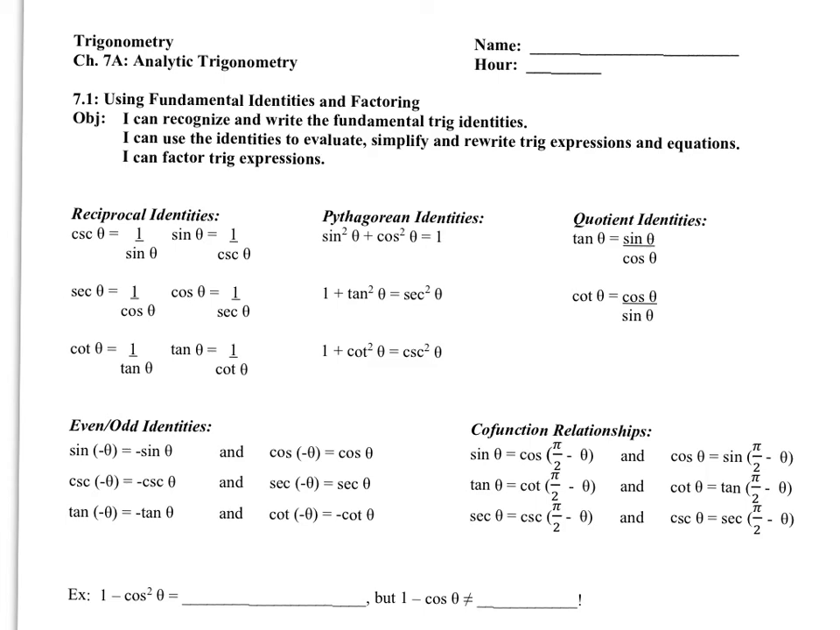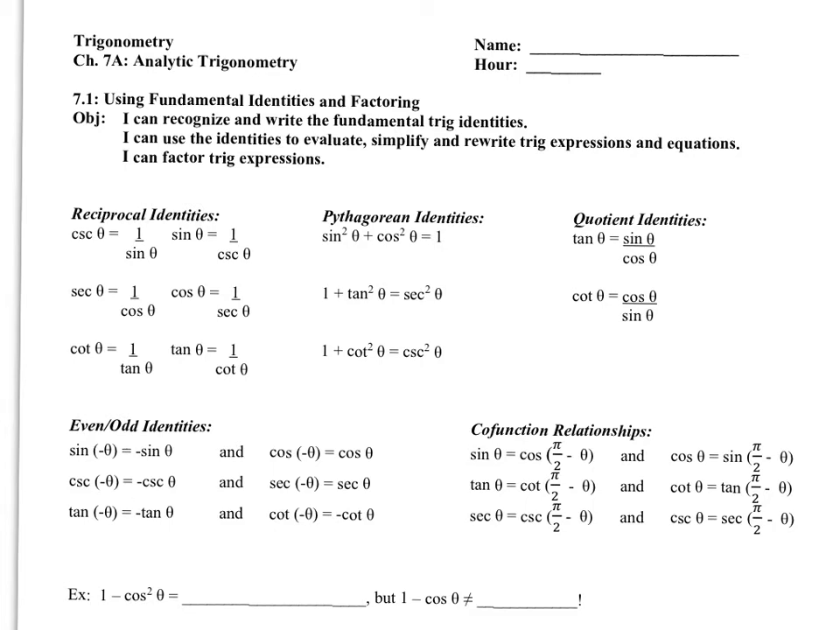Chapter 7a is titled Analytic Trigonometry. In this chapter, we'll take a step back from graphing trig functions and we'll utilize several identities to simplify and evaluate expressions and equations. If you take a look at these 5 different types of either identities or relationships, we have reciprocal identities, which hopefully would look familiar to you as we've worked with reciprocals before.